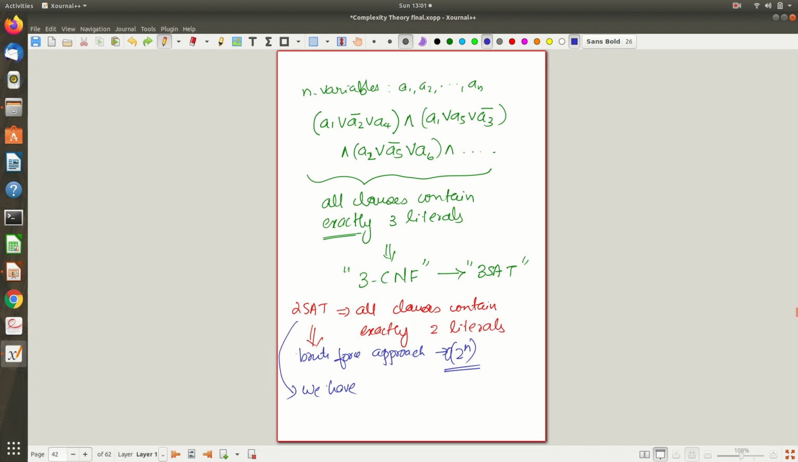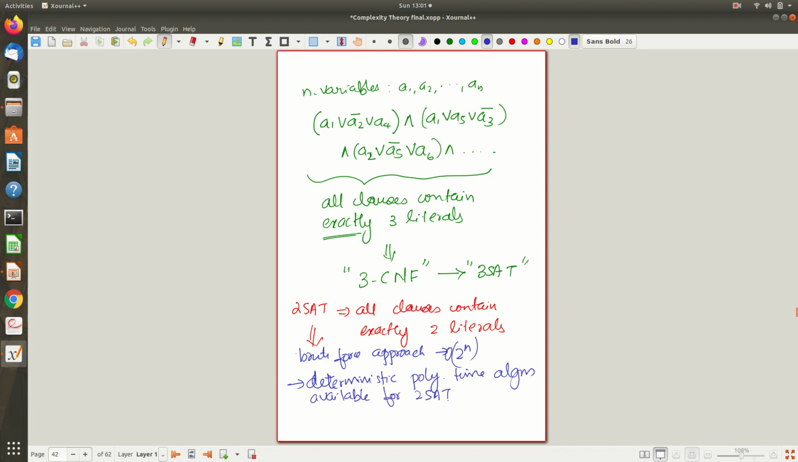So by default it is 2 power n, and the point is whether a deterministic polynomial time algorithm exists or is available. I mean, someone has come up with such an algorithm for 2 SAT.